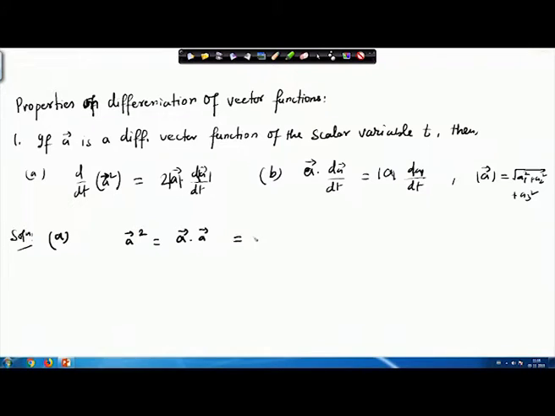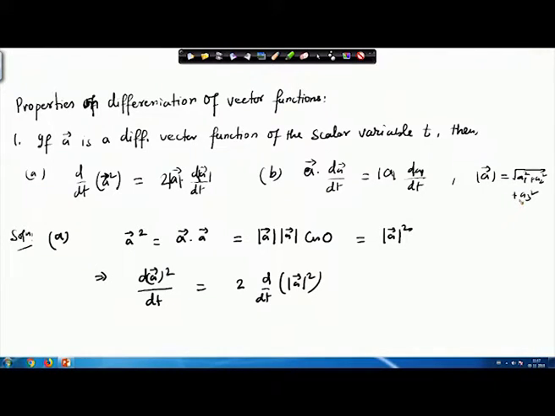So, A squared is equal to A dot A, which is basically mod of A times mod of A times cos 0, and cos 0 is 1. So, this is mod of A whole squared. We can call it a scalar quantity, and if we do the differentiation, this will be basically the derivative of a scalar quantity, because mod converts the whole thing into a scalar quantity, and this will be 2 times mod of A times d/dt of mod of A. So, that's the first result, and similarly we can prove the second result as well.